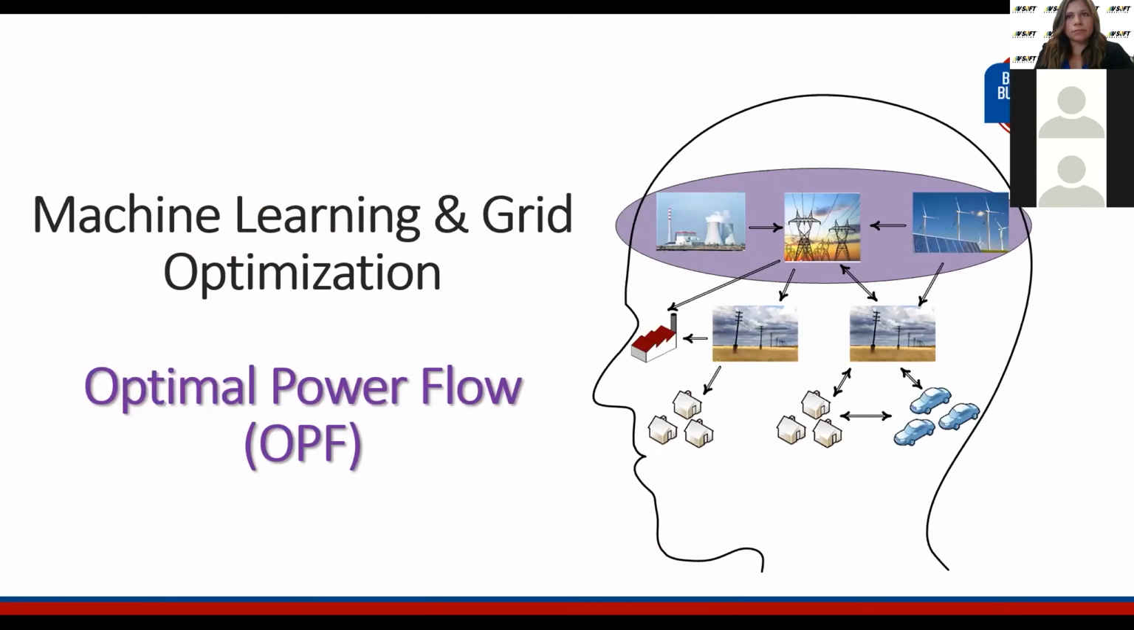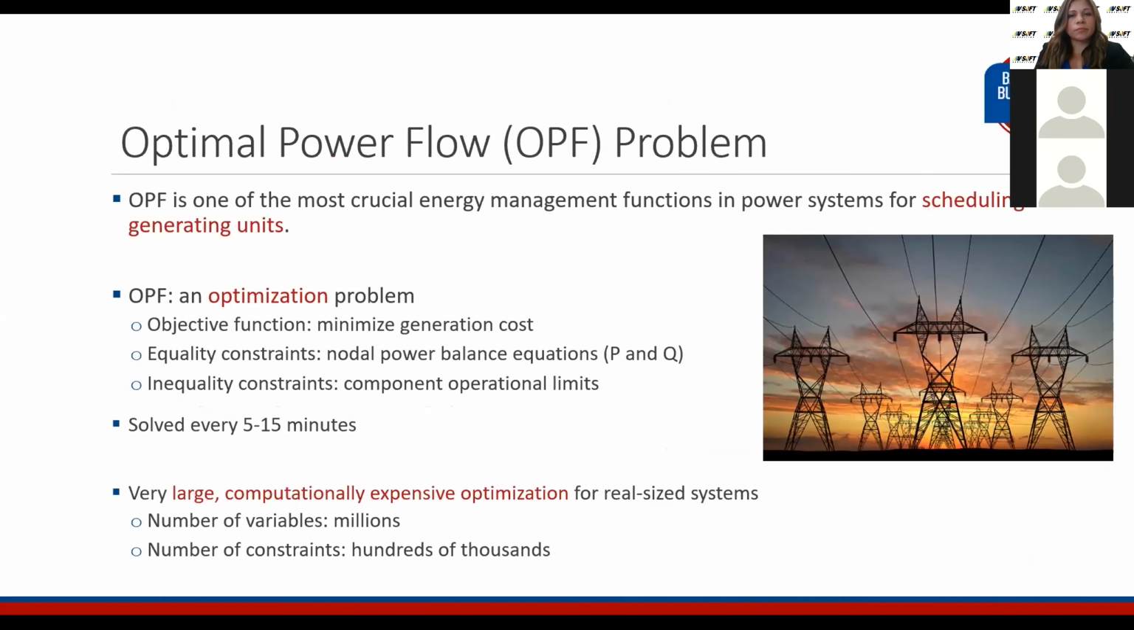Okay, now let's go into a bit more detail on the application of machine learning in optimization. In the power grid, we solve a lot of optimization problems frequently. One of the most important energy management functions is optimal power flow. We solve this problem roughly every 5 to 15 minutes in the power grid. This is the most crucial energy management function in the power grid. The objective function is to minimize generation costs.